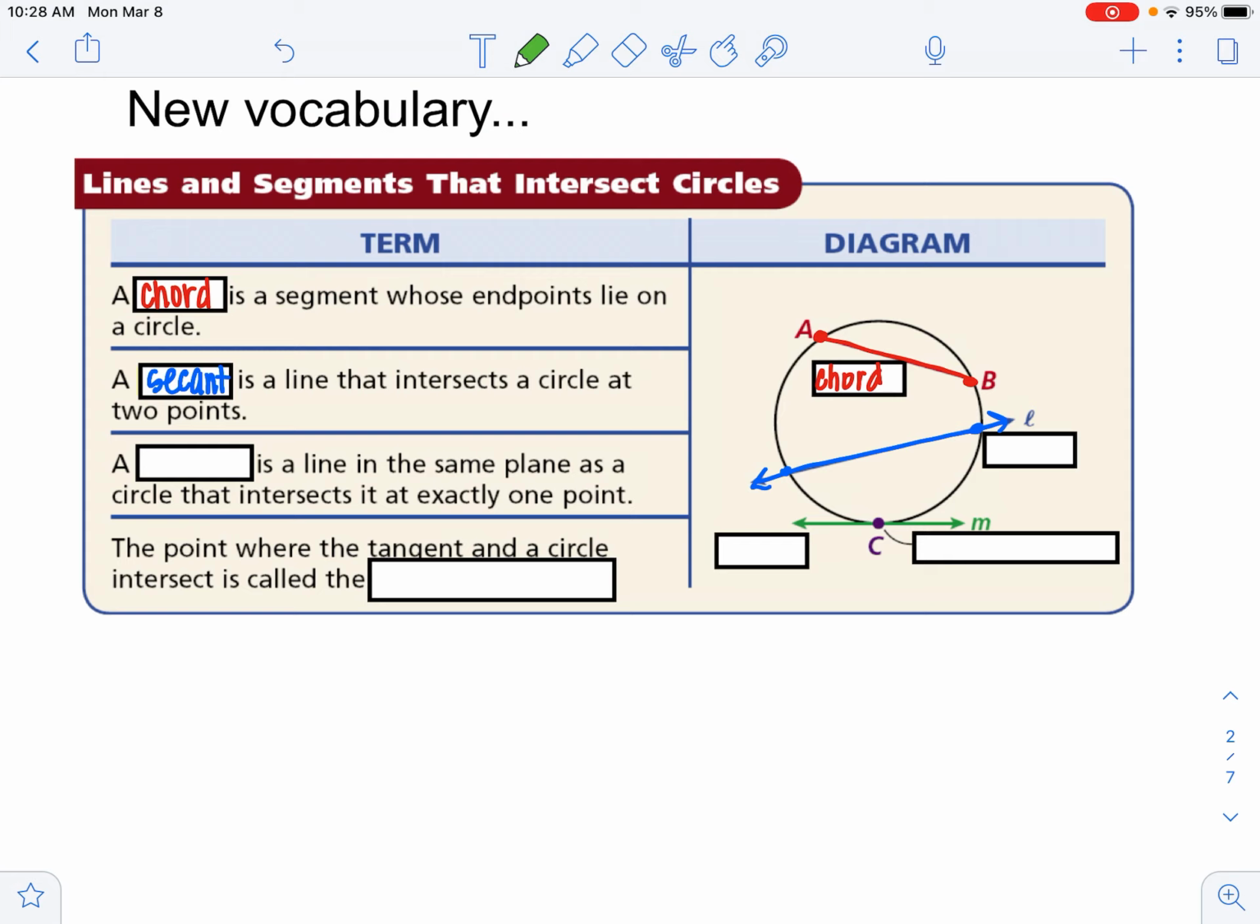All right, next we have a blank is a line in the same plane as the circle that intersects it exactly once. So if you look, this line hits the circle once. It doesn't hit it twice, okay? That is called a tangent. So this right here is a tangent. And then we have that point right there where it hits the circle at that one point. That's called the point of tangency.